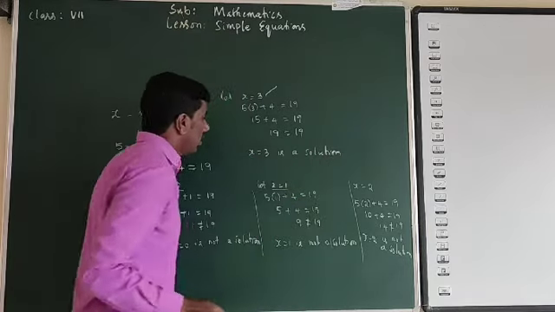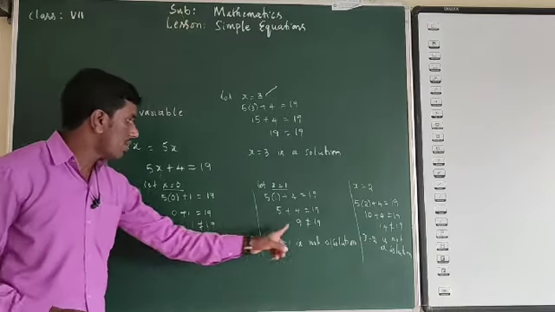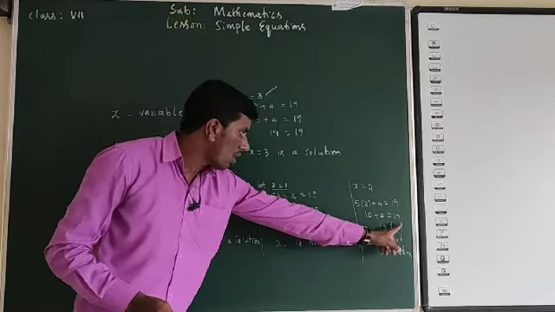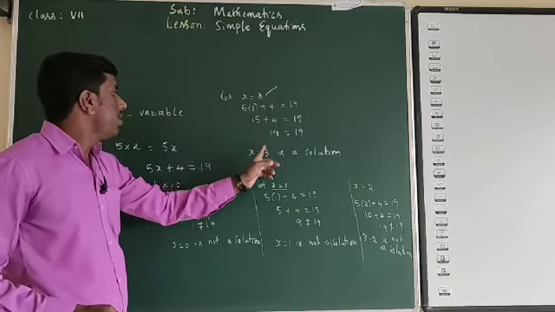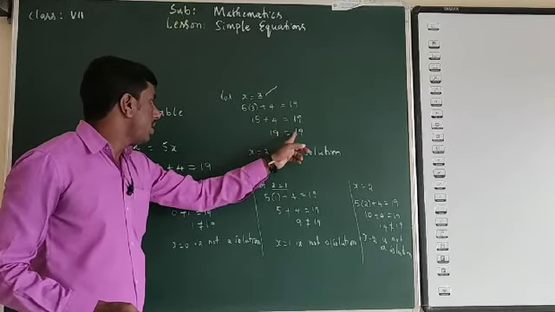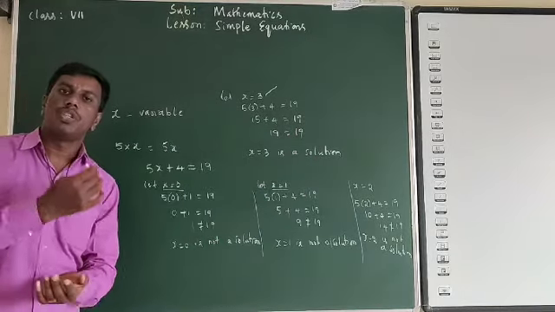In the earlier cases, observe that LHS is not equal to RHS. Whereas, if you give the x value as 3, then we are getting LHS is equal to RHS. Therefore, the taken value is a solution. So x is equal to 3 is a solution.